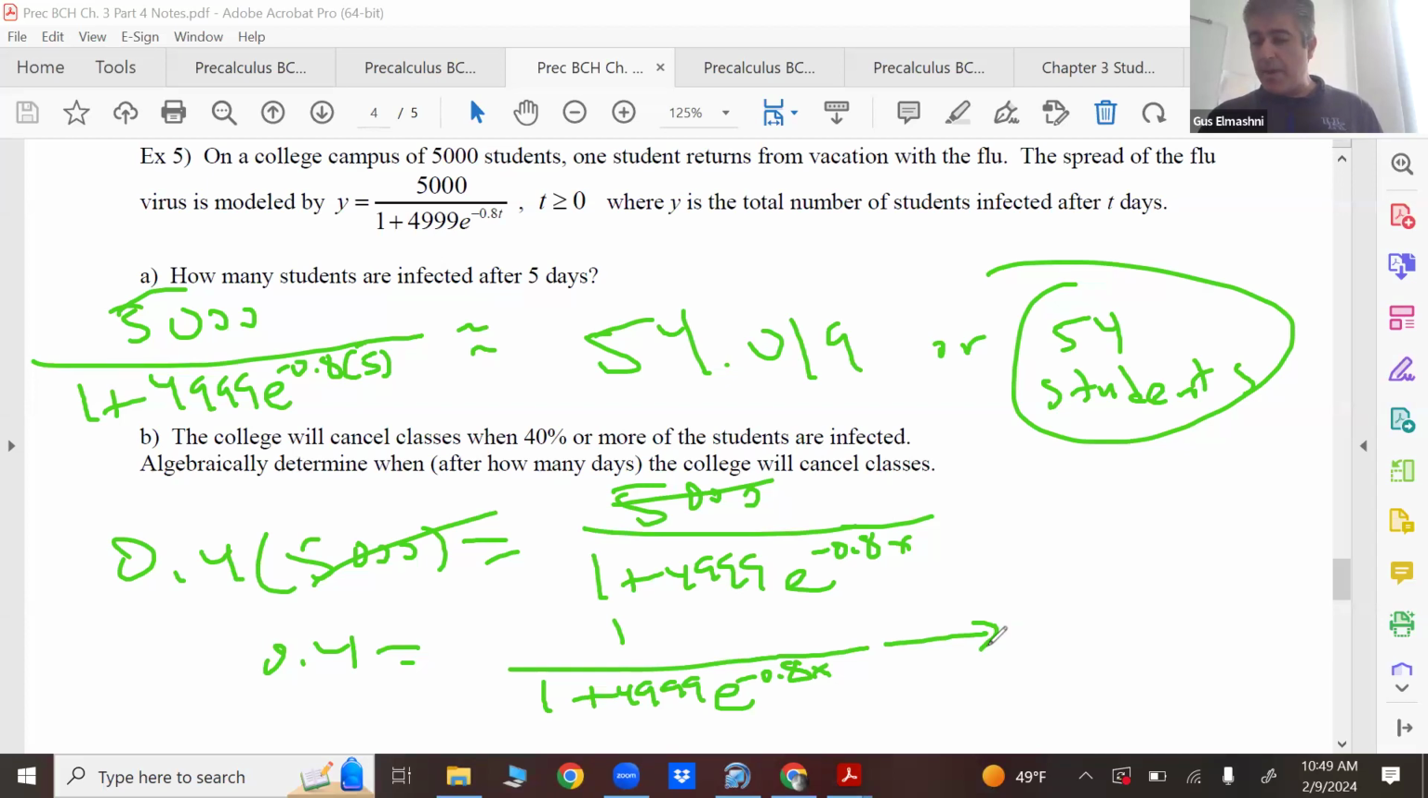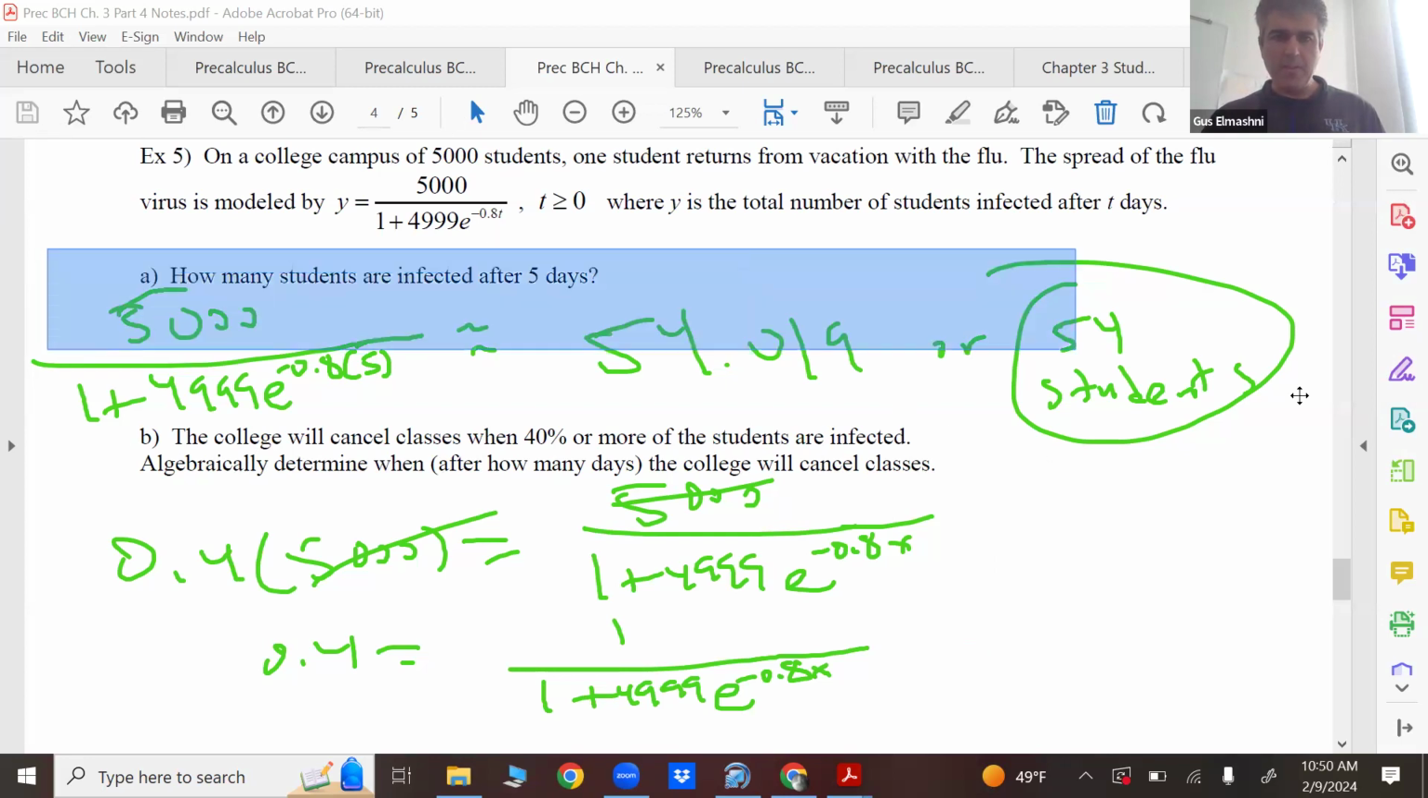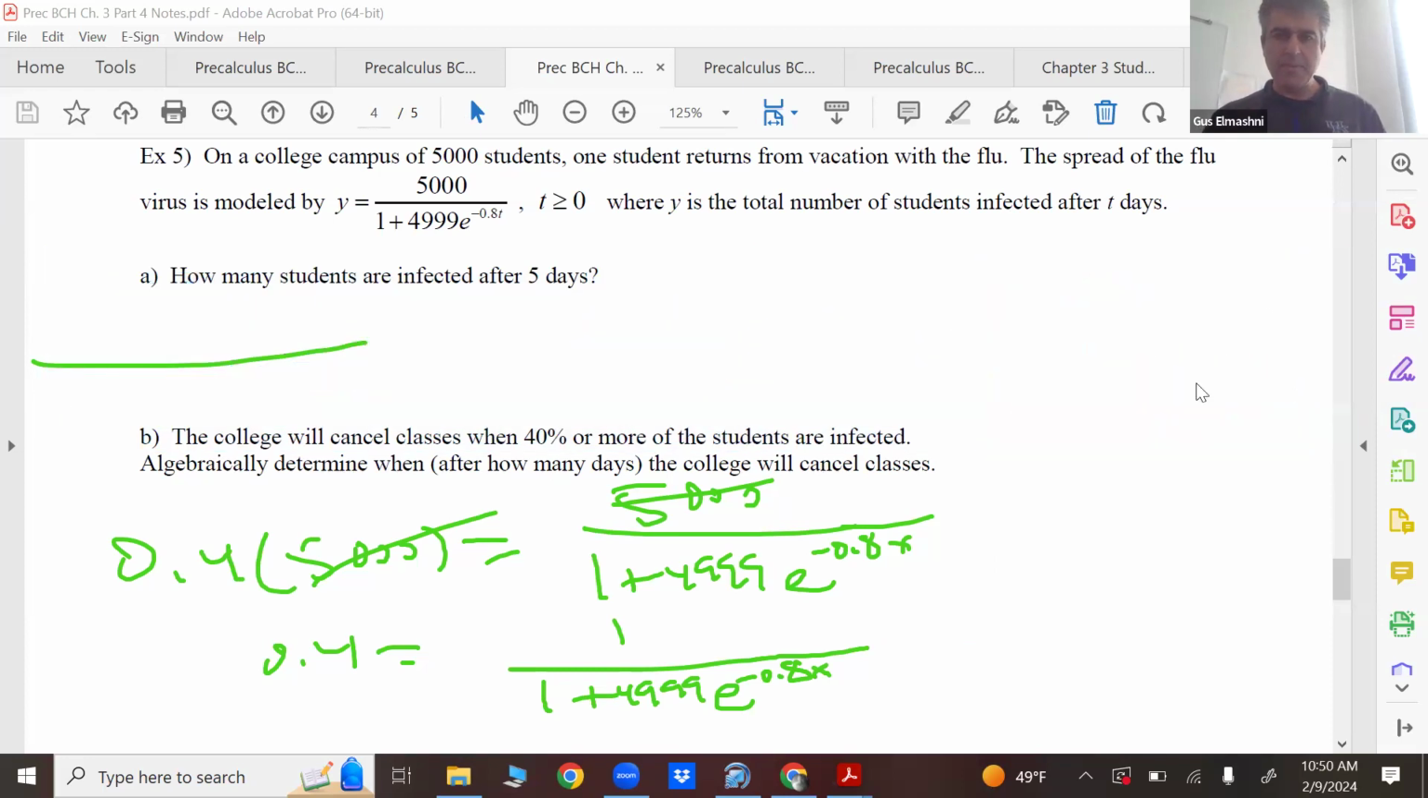You got to cross multiply and work it out. I'm gonna kind of do this quickly. You should get... shoot, hold on. Never mind, I'm not gonna skip steps. There's too much going on here. Let me erase the top.